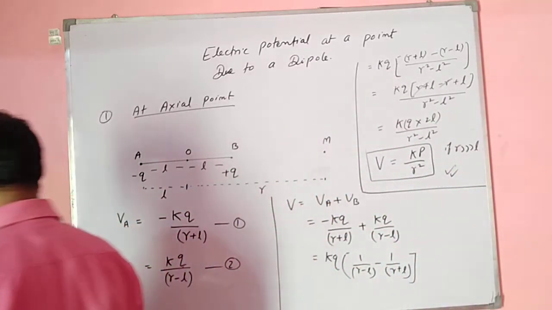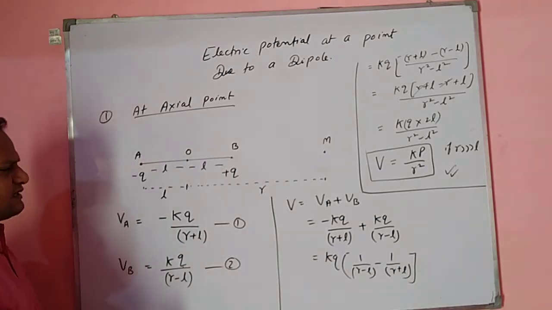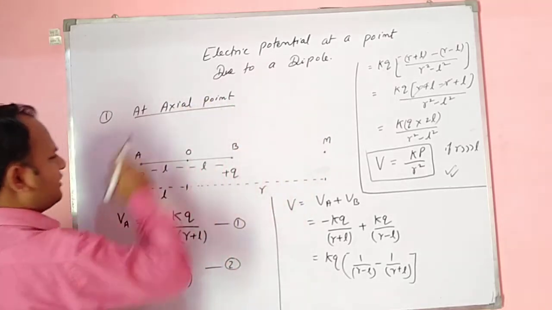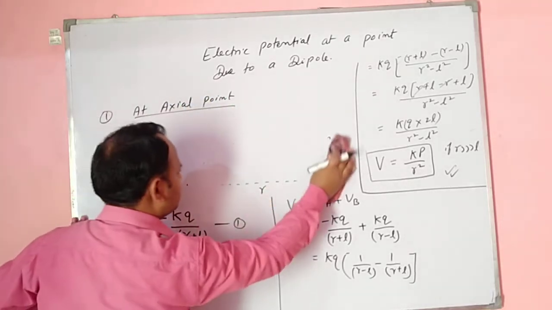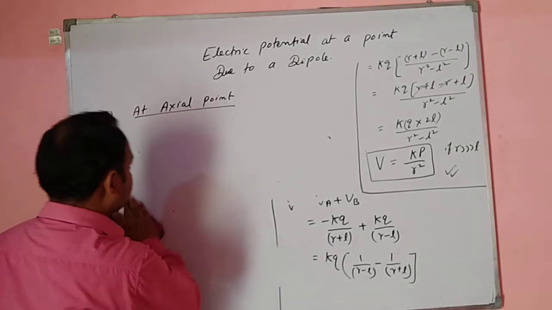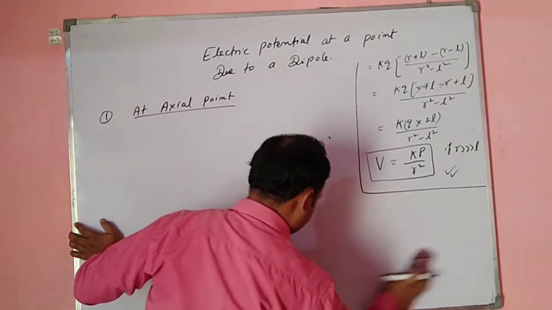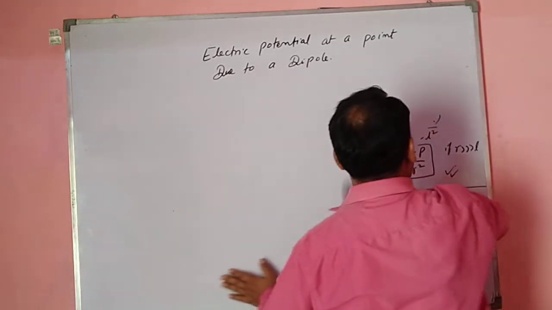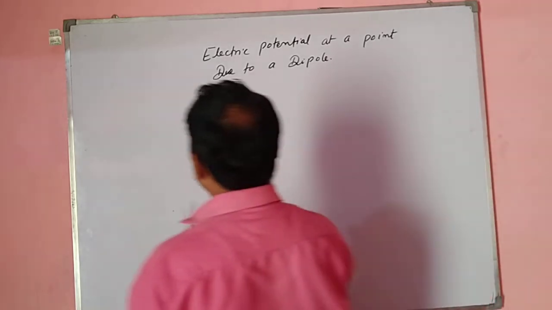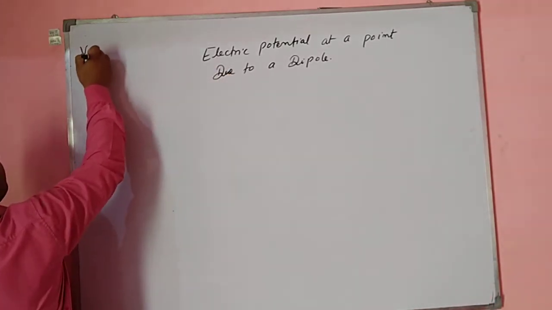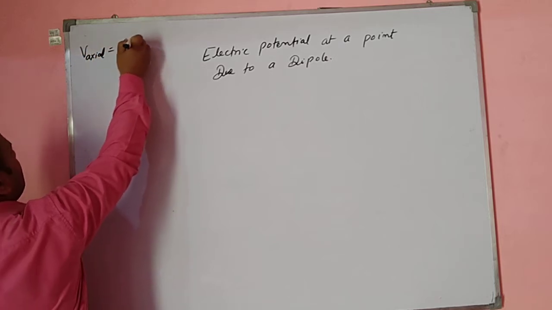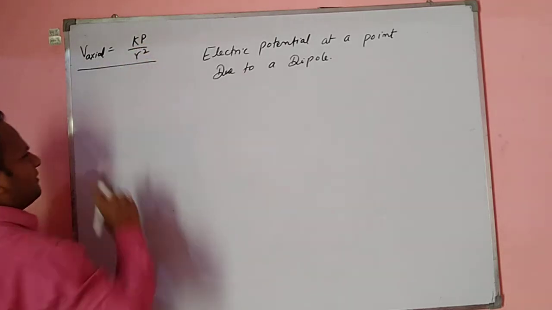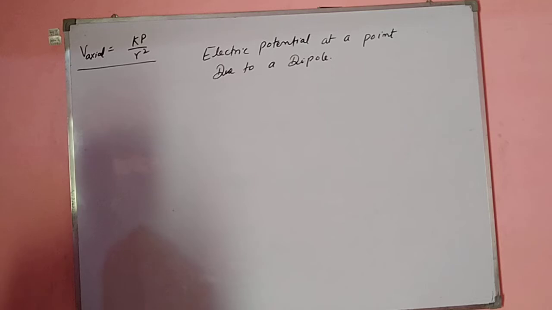Now very quickly, we will take the second case, where instead of an axial point, we are going to take an equatorial point. I'm writing it somewhere here. What was my answer? So V axial was Kp by r square. We'll use it for future references.